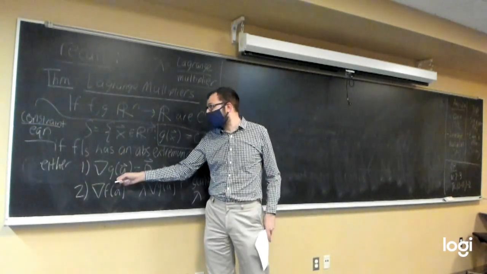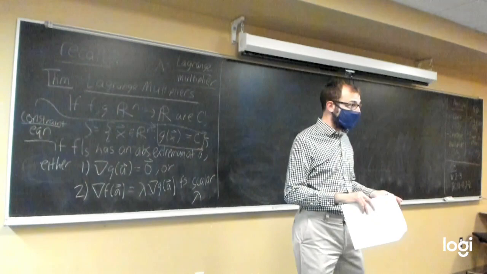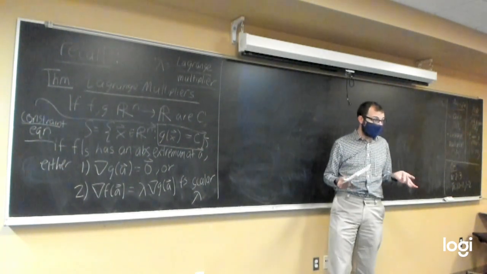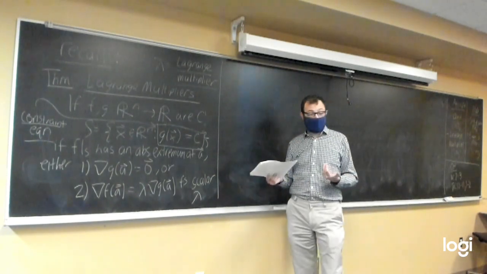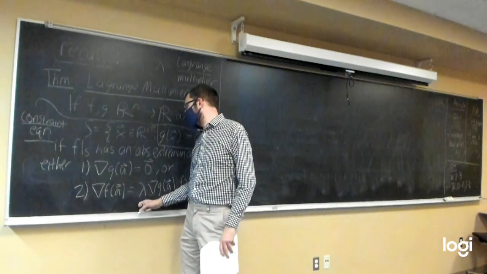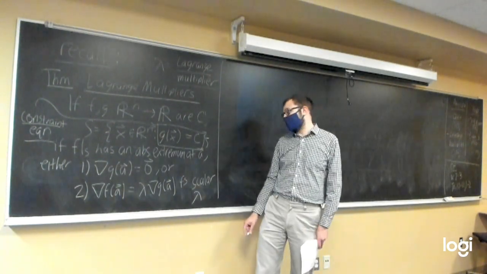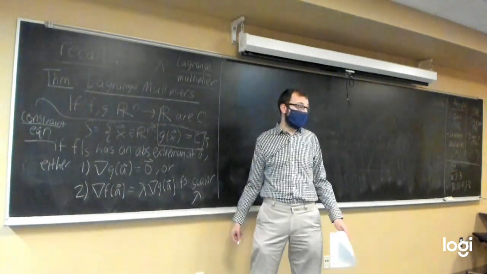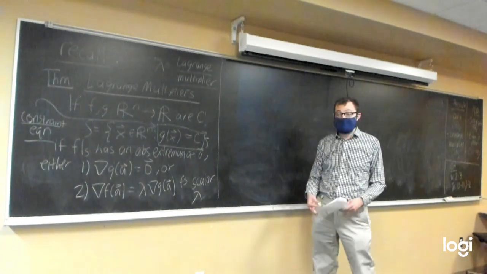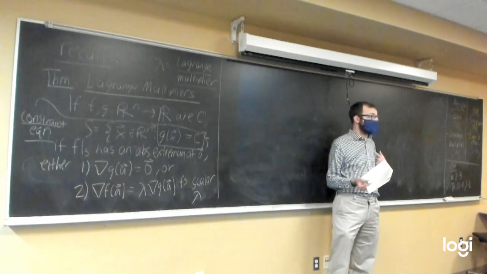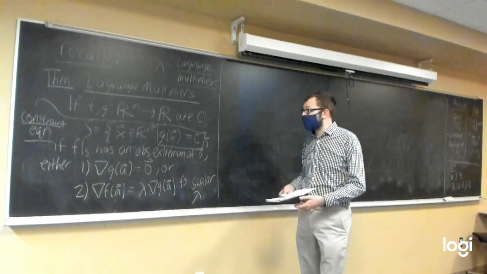Either the gradient of g is going to be 0 at that point A, meaning all the partial derivatives of g come out to 0, or the gradient of f and the gradient of g are scalar multiples of each other. Meaning there's some scalar value lambda, which we call a Lagrange multiplier, such that the gradient of f is equal to lambda times the gradient of g at that point A.